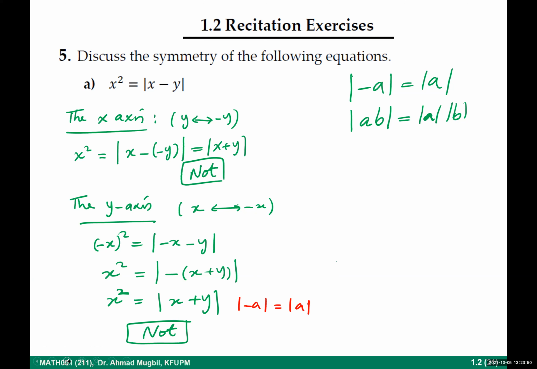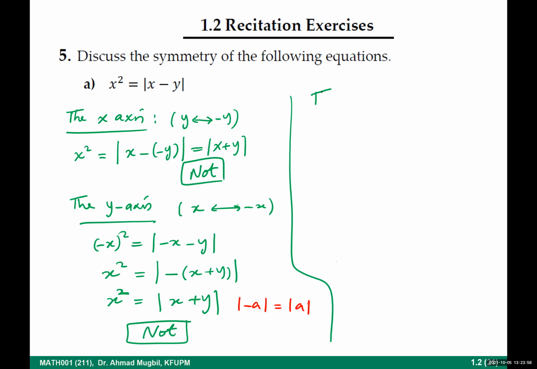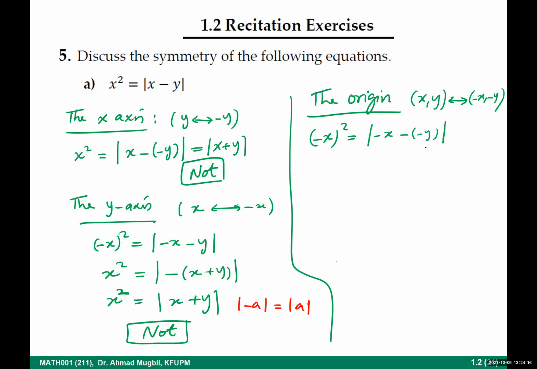Excellent. Now let's go to the last kind of symmetry, the origin. Why will it be symmetric with respect to the origin? Now we will replace both x and y at the same time by negative x and negative y. So we will get negative x all squared equals the absolute value of negative x minus negative y. This will be x squared equals the absolute value of negative x plus y.